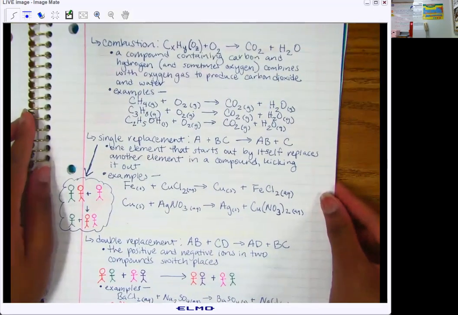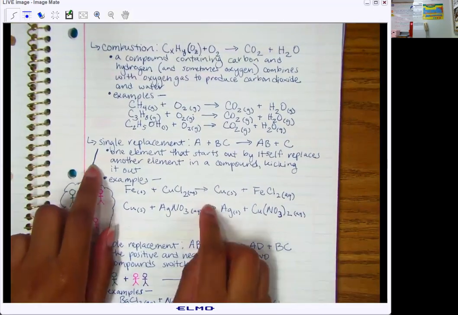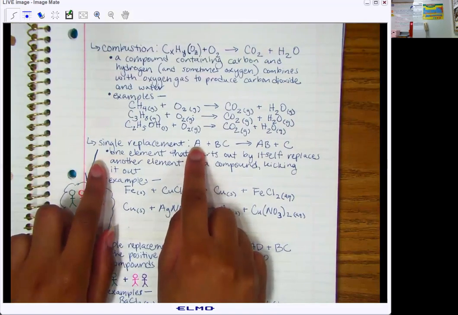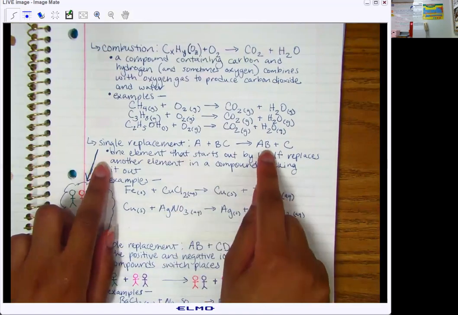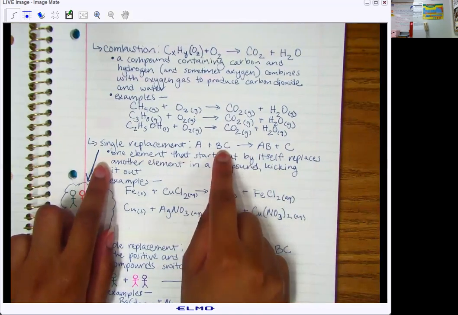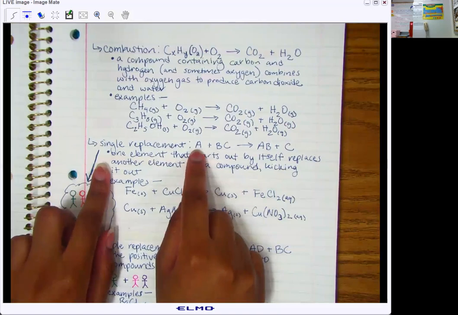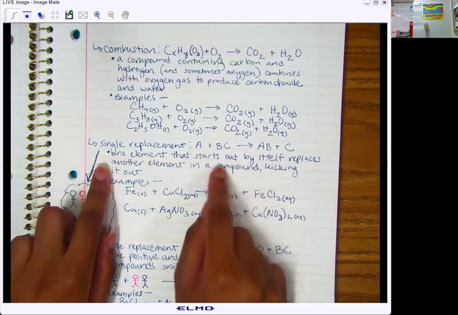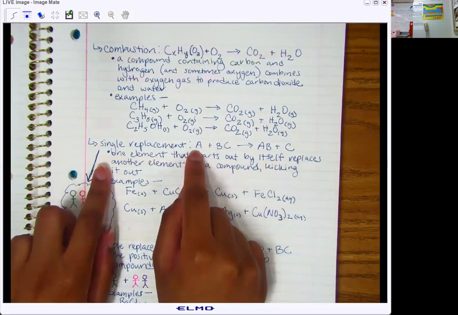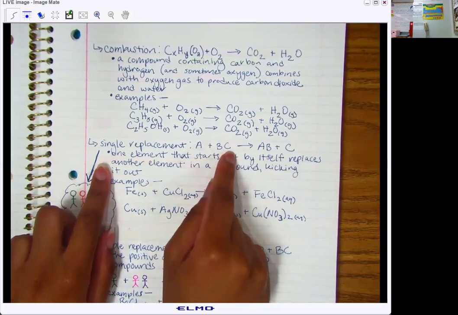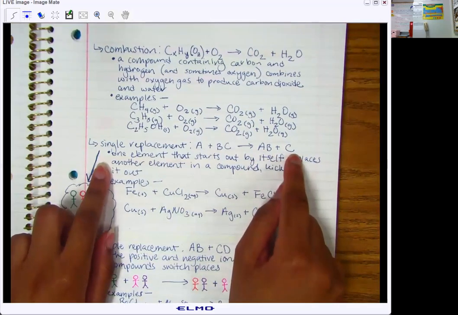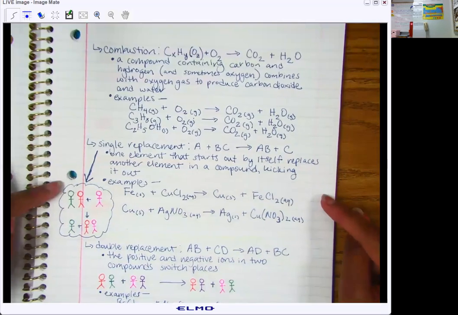Single replacement reactions. These are reactions where we start out with one element by itself, and by the end of the reaction, that element has replaced some other element in the original compound, kicking it out. So we represent that here with this A plus BC yields AB plus C. You can see that the A kicked out the C and replaced it in the compound, and leaving C out by himself. All right, we've got a couple of examples of this.